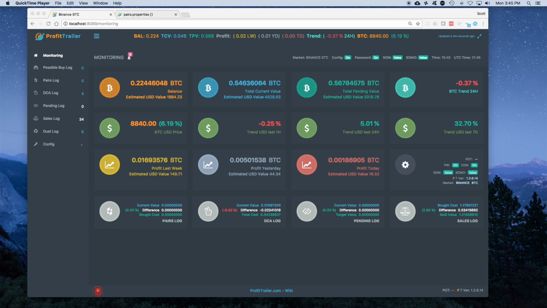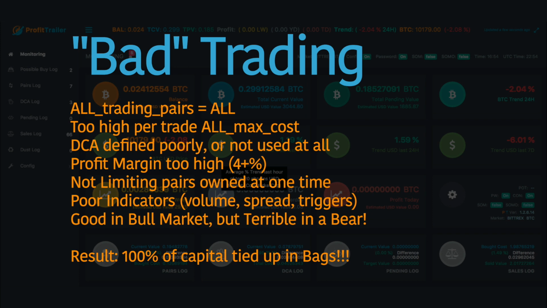So let's talk about some of the trading philosophies that I've seen out there. The first one that I've seen is what I call undisciplined, or just bad trading practices. It's normally what happens when people first get the bot and they download some settings and they don't understand what the settings mean, and they just turn the bot on and let it run. And if the market's going up, if Bitcoin is going up and the market's going up, or Bitcoin is sideways and the altcoins are increasing, then that can be great.